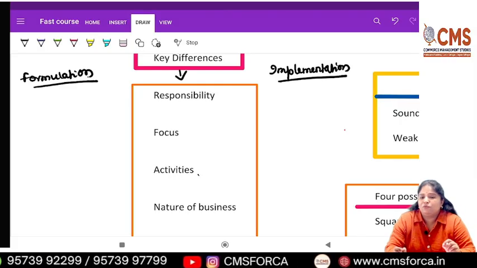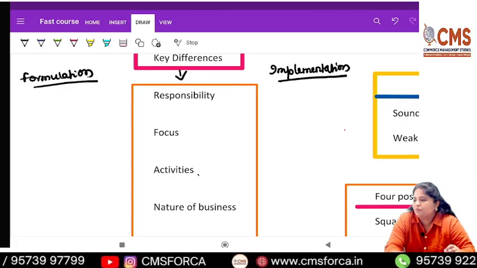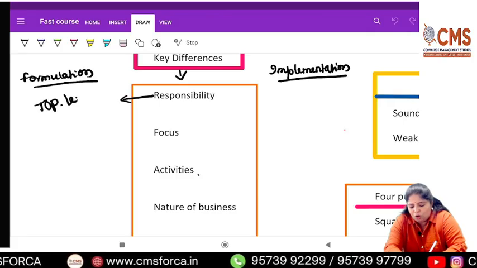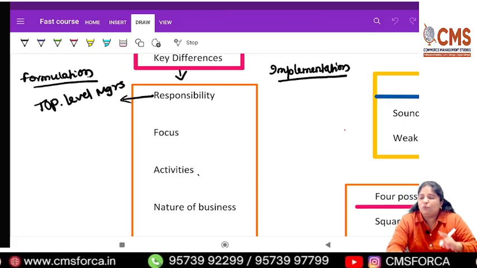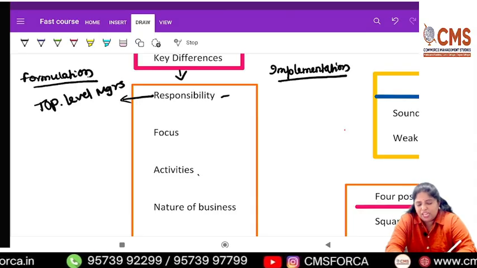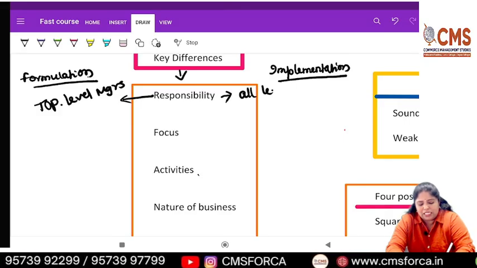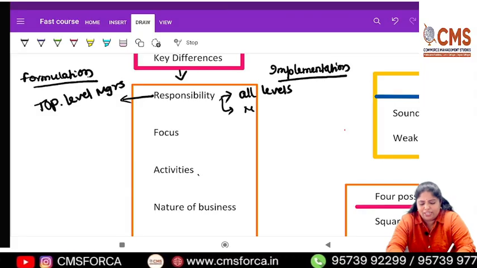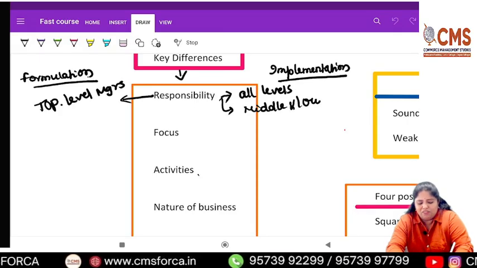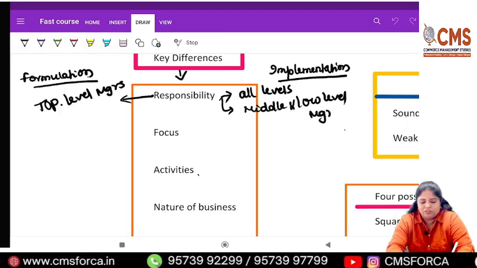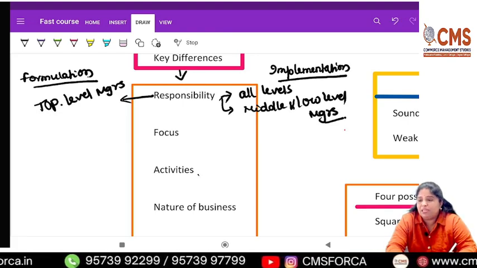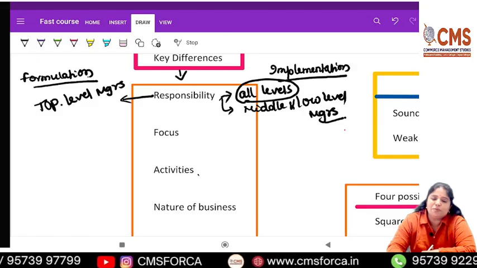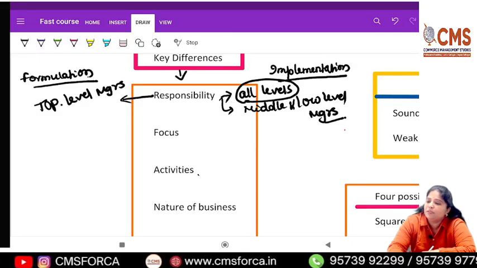Let's talk about the first aspect, responsibility. Formulation is usually the responsibility of the top level managers. But when it comes to implementation, we ensure that all levels participate. But primarily, the responsibility falls on the middle and low level managers. They take the prime responsibility, but in the ideal scenario, what is the point we have to write? All levels must participate to make sure implementation happens successfully.